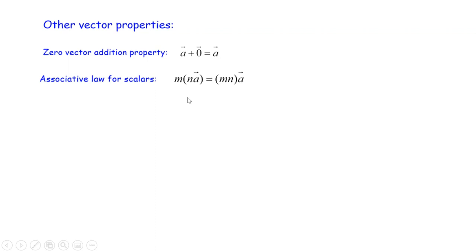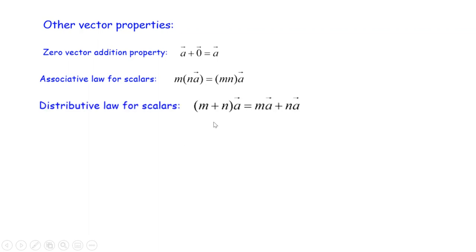The associative law, if I have scalars: if I multiply a vector by a scalar, so n times a, and then I multiply the result of that by m, I could have done that by multiplying the two scalars first and then multiplying that by the vector a. The result is the same.